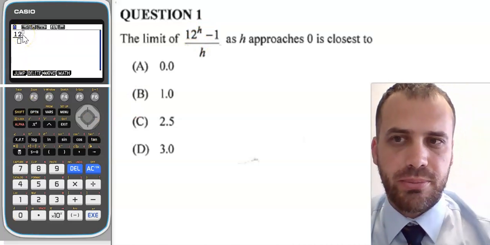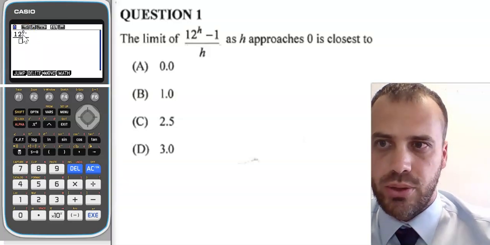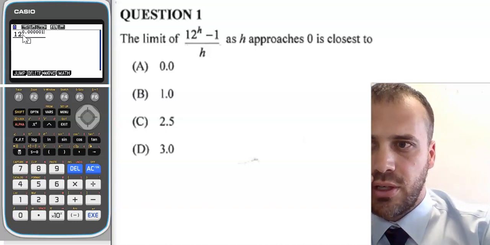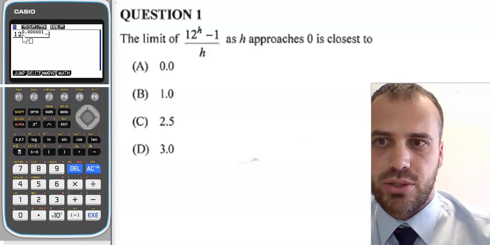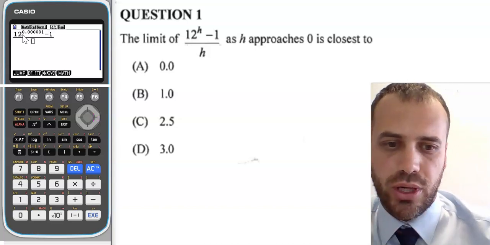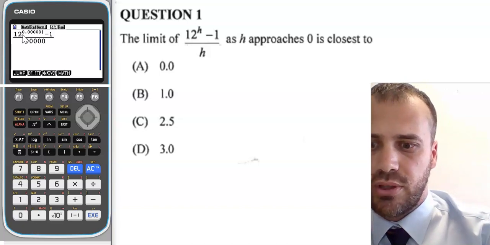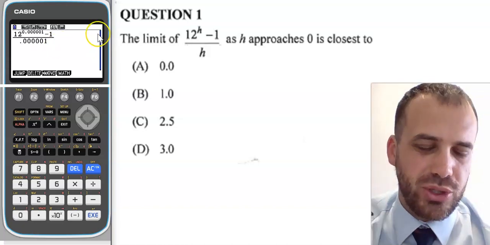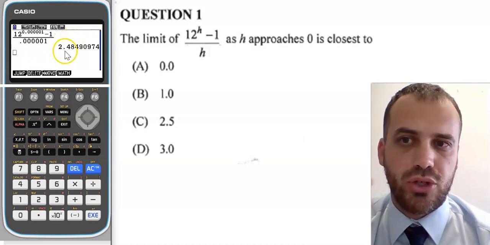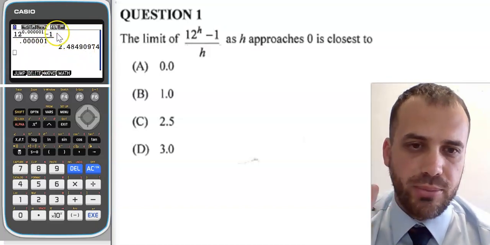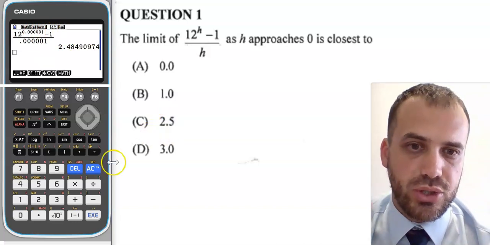For the h value, I'm just going to put 0.1, 2, 3, 4, 5, that many zeros, minus 1. And I need to make sure that I'm very careful about having the same number of zeros. 1, 2, 3, 4, 5, 1. Count them up, make sure you're doing that right, otherwise you're going to get a strange answer. And you can see we get an answer of 2.4849. Now you can add more zeros there and you're going to get closer and closer to 2.5, but the answer is going to be 2.5.